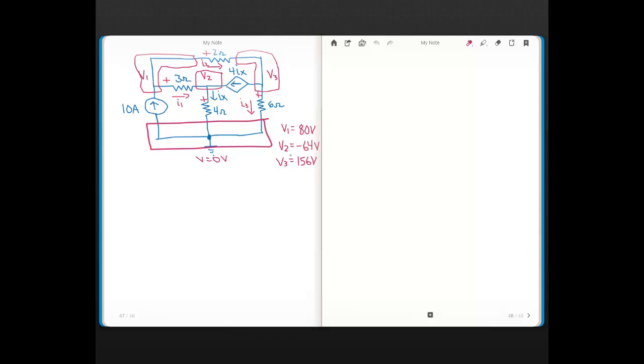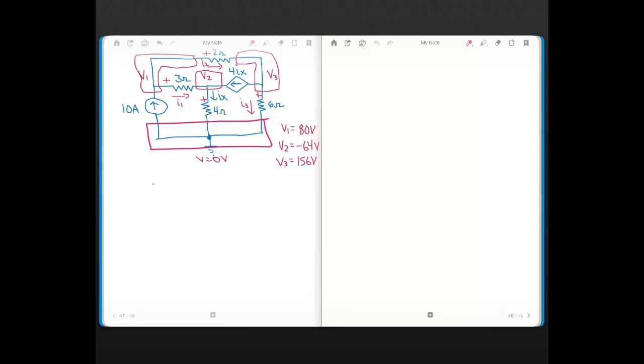So now we're going to take these answers and find other circuit quantities for the element, such as voltage across the element, current for the element, and then once you have voltage and current, you can get power from V times I. So for example, we can find the current at this node V2.